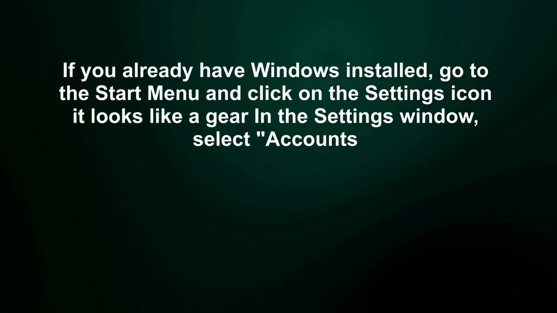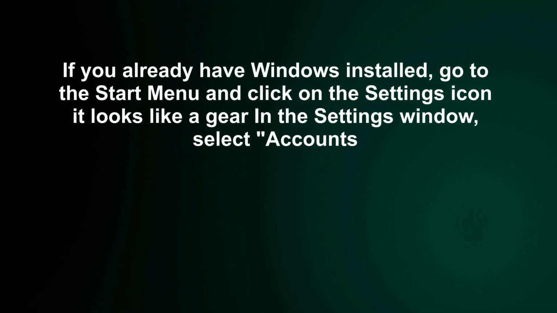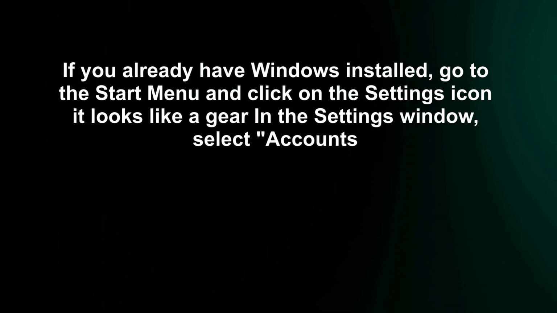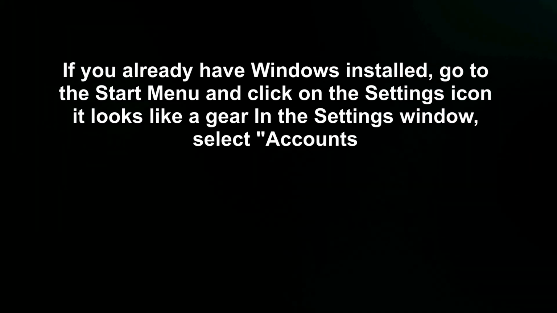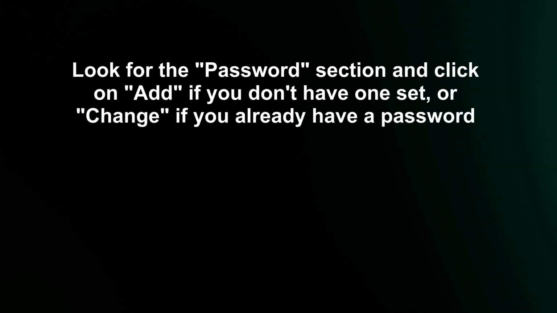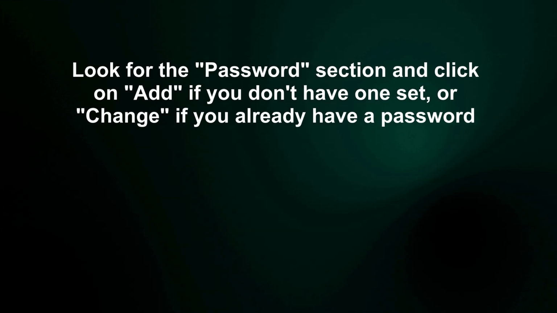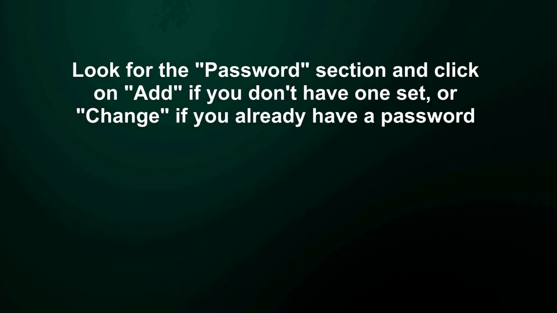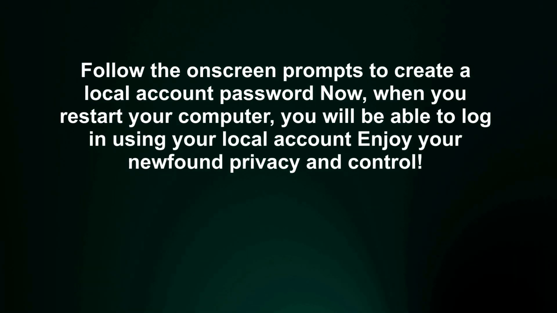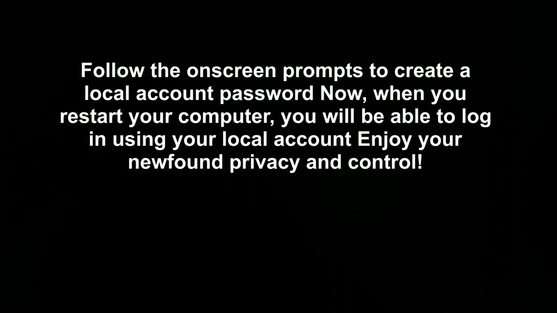If you already have Windows installed, go to the Start menu and click on the Settings icon. It looks like a gear. In the Settings window, select Accounts. In the Accounts menu, click on Sign-in Options on the left-hand side. Look for the Password section and click on Add if you don't have one set, or Change if you already have a password. Follow the on-screen prompts to create a local account password.